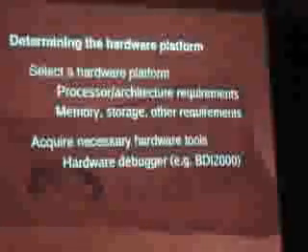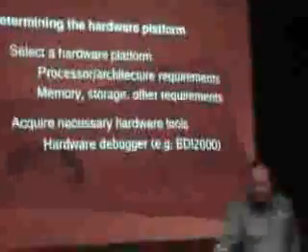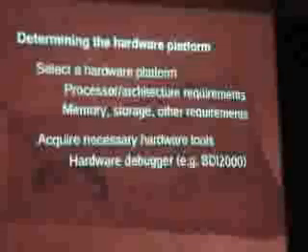So that's all very well. Let's say we want to get the Linux kernel moved from a machine we already know about. Let's take this laptop as an example. I want to take Linux and get it up and running on a different PowerPC platform that shares things in common with this one. So we select a hardware platform. We select the processor, the architecture requirements. We select the memory, the storage, the other components within our system. We acquire the necessary tools. If we're doing hardware engineering, we're putting this together. We might need hardware debuggers. We might need various electrical test equipment. We do all that stuff.